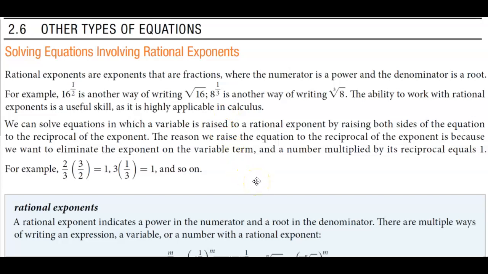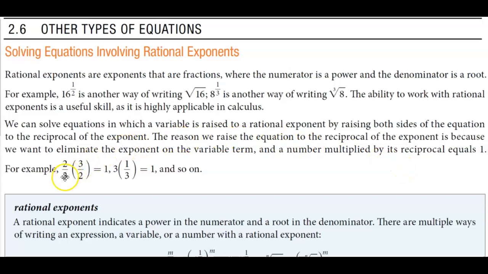We can solve equations in which a variable is raised to a rational exponent by raising both sides of the equation to the reciprocal of the exponent. The reason we raise the equation to the reciprocal of the exponent is because we want to eliminate the exponent on the variable term, and a number multiplied by its reciprocal equals 1.